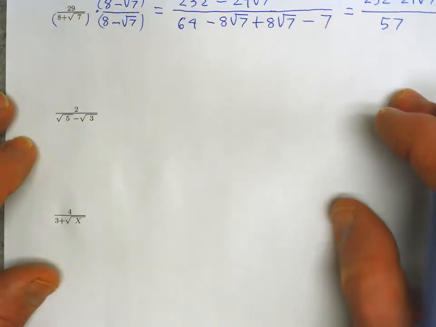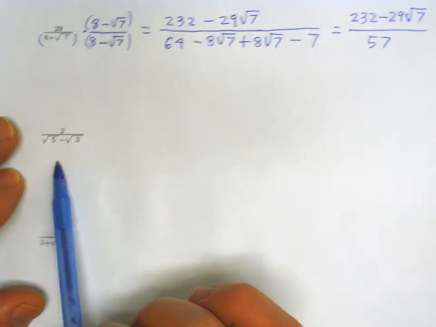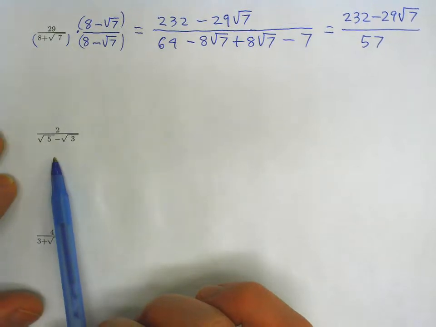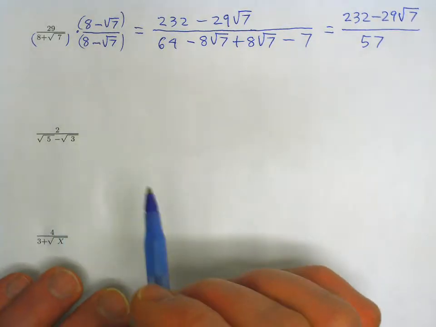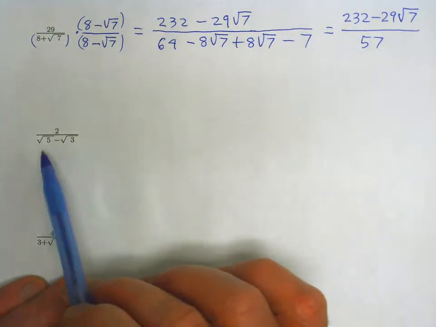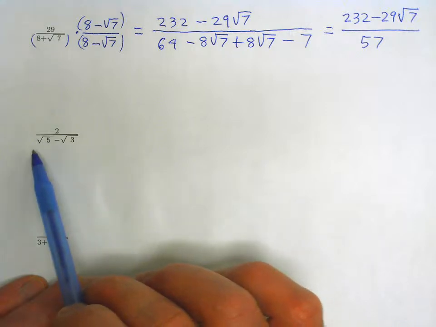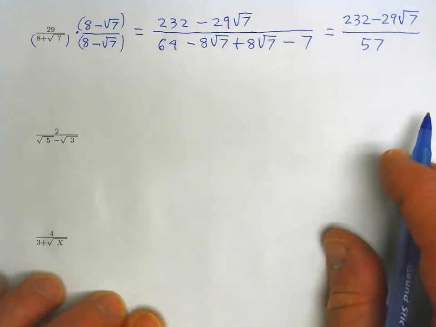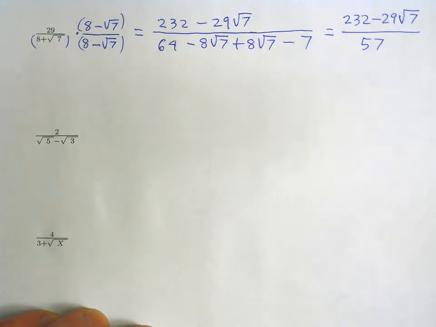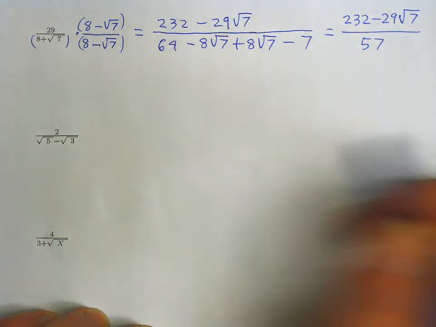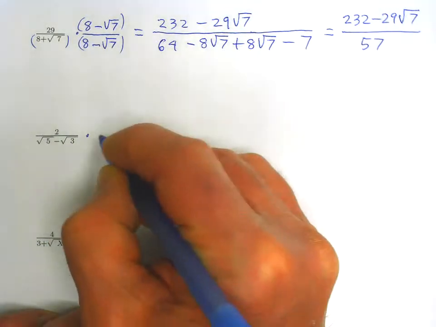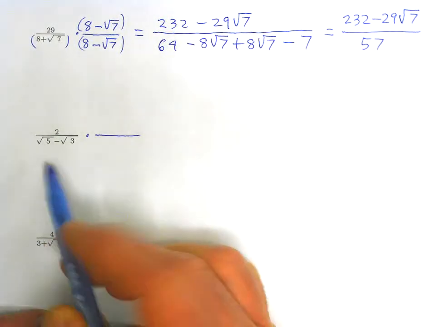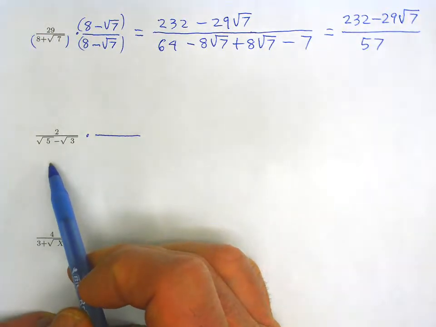Okay, let's try this one. 2 divided by the square root of 5 minus the square root of 3. This time we have 2 square roots in the denominator, but we still do the same thing that we did in the previous 2 examples. We're going to multiply the numerator and denominator by the conjugate of the denominator.